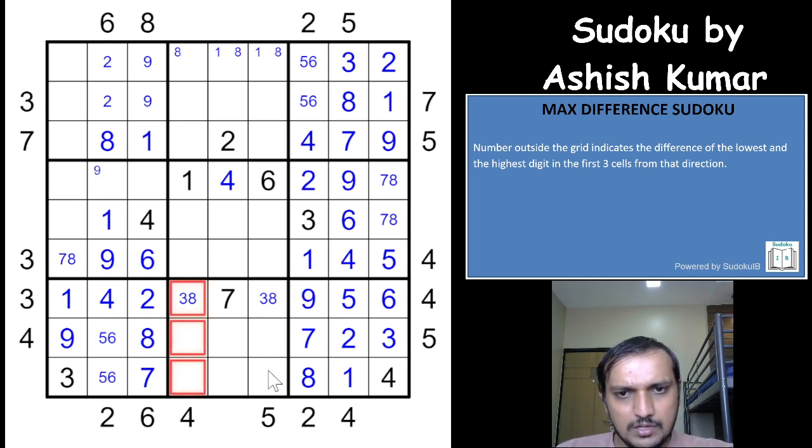1 cannot be here, because if you have a 1 here, the maximum digit would have to be 6. So 1 is here. That eliminates 1 from this cell, and I get a 1 here. Amazing.